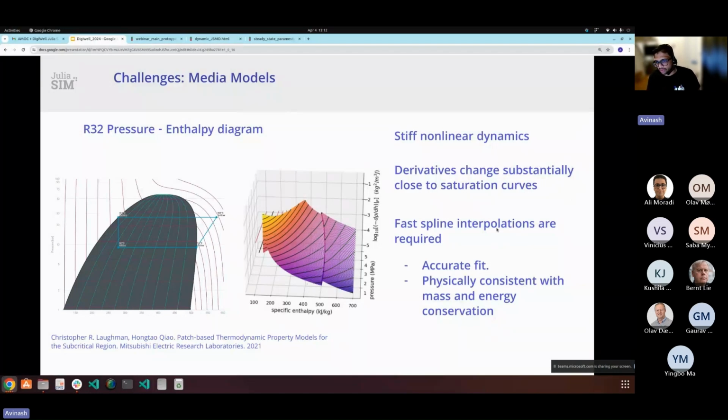So I'll talk a little bit about the approaches we have. For instance, one can use open source tools like CoolProp or RefProp here. But generally these equation of state models tend to be fairly slow. So one of the approaches we developed as part of the JuliaSim product is to train fast and accurate B-spline models, and make sure they are consistent with regards to mass and energy conservation.